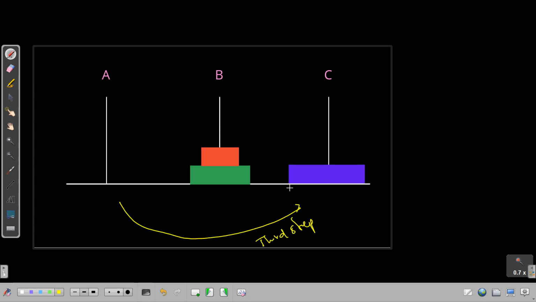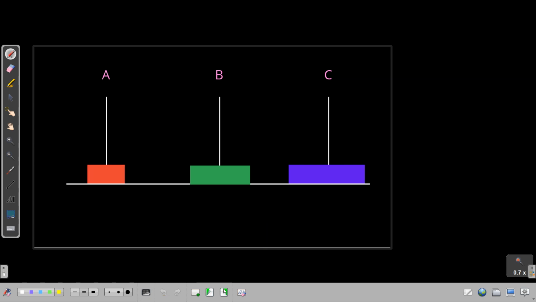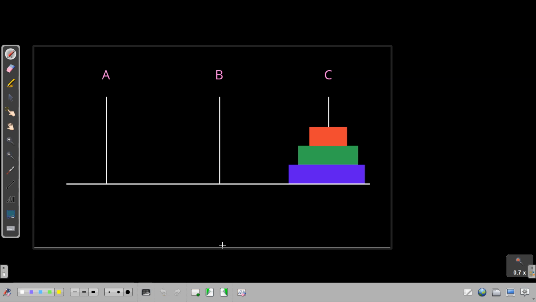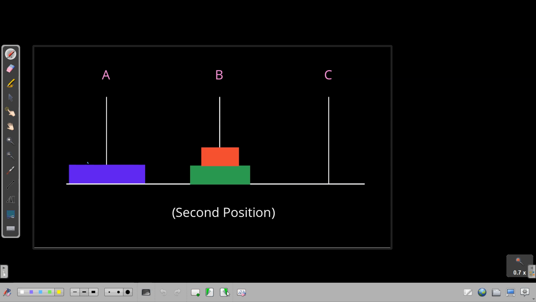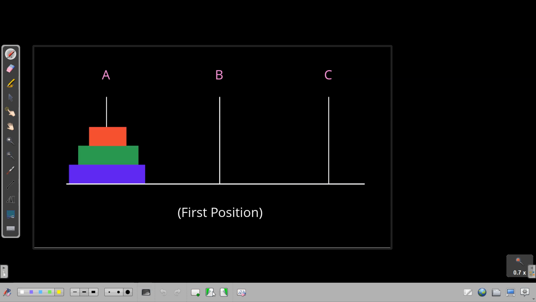This last block, or the biggest block, is again coming here. This is coming here. What is exactly happening? Now you see, these two are moving here. So basically we have 4 steps. These are the steps. See, this is our first step, the first position which is given to us.